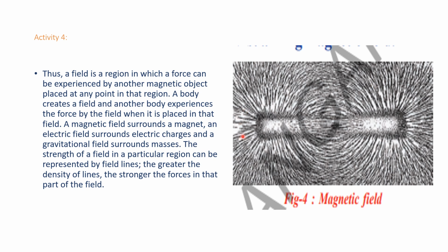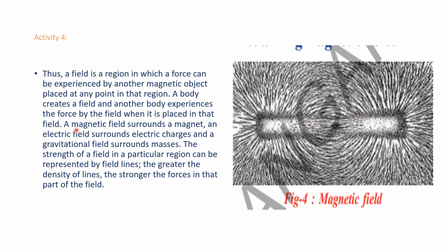See, a field is a region in which a force can be experienced by another magnetic object placed at any point in that region. A body creates a field, and another body experiences the force when placed in that field. Here, a magnetic field surrounds a magnet, an electric field surrounds electric charges, and a gravitational field surrounds masses.